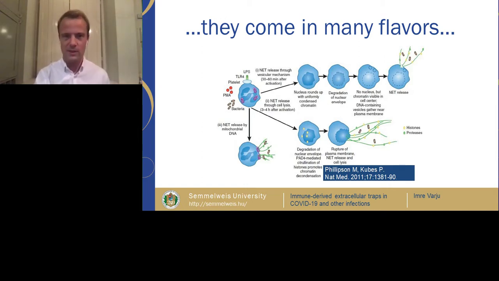So it's a very exciting type of NETosis. This one is called the vital NETosis, while the previous version is called the suicidal NETosis, which leads to cell death. And the third one down here at the bottom is a very particular one, when NET release is mediated by mitochondrial DNA. So these are mitochondrial NETs, which are much rarer, but when we stimulate eosinophils, for instance, we can actually detect them.